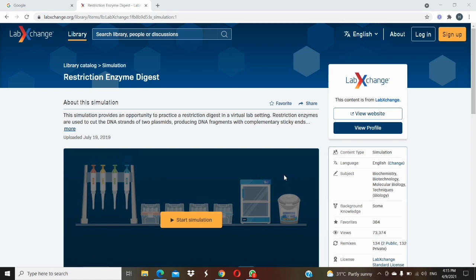Today I would like to perform on the simulation of restriction enzyme digestion. Before entering this simulation, I would like to give a short intro about restriction enzyme digestion. What is a restriction enzyme? Restriction enzymes are enzymes that identify specific nucleotide sequences in double-stranded DNA. They are also very important tools for biotechnology.